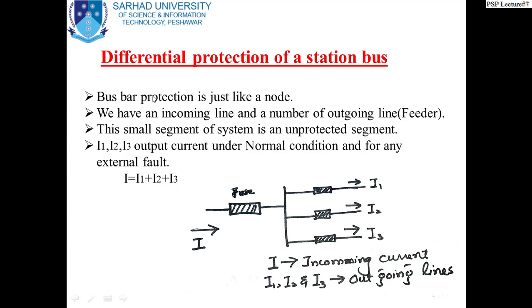Okay, now bus bar is just like a node. We have an incoming line and a number of outgoing line feeders. This small segment of the system is an unprotected segment, as I explained fully. Now I1, I2, and I3 are the output currents, and under normal condition and for any external fault, I is equal to I1 plus I2 plus I3.